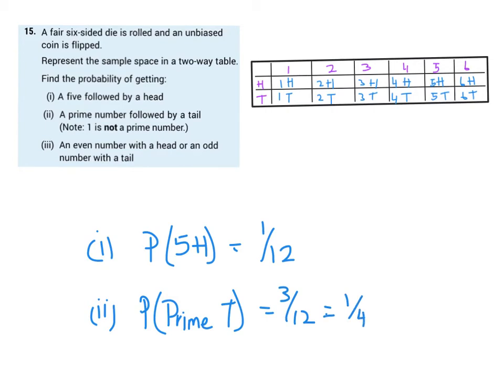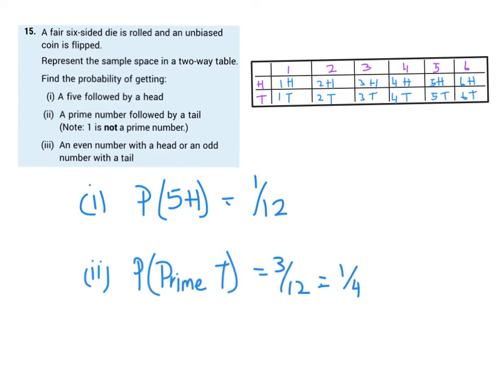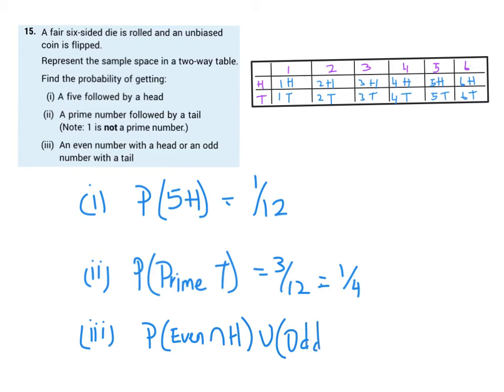And then the last one, question 3, is the probability of an even number with a head, or an odd number with a tail. So that's going to be an intersection with head, and then or means union, odd, with, so that's intersection again, tail. Okay, so that's it written maths-wise.